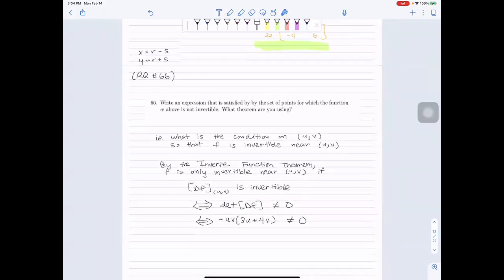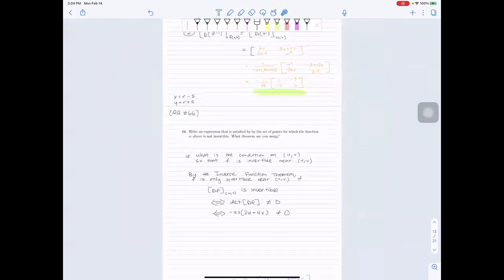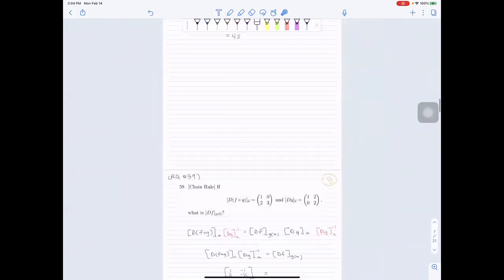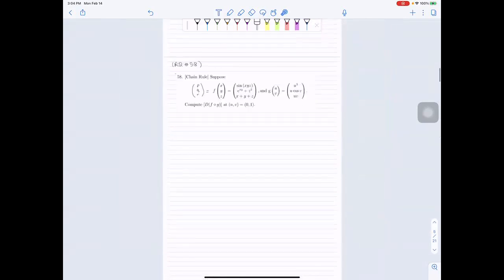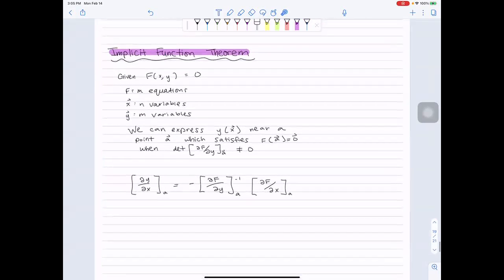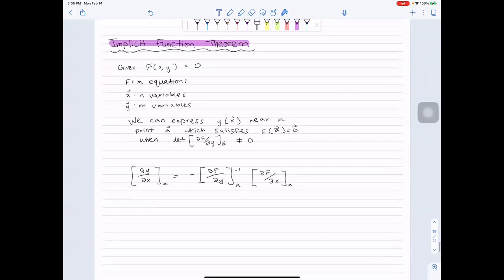Okay, let's see if there's anything else. Let's just do a quick implicit function theorem example since we already did an extra example.